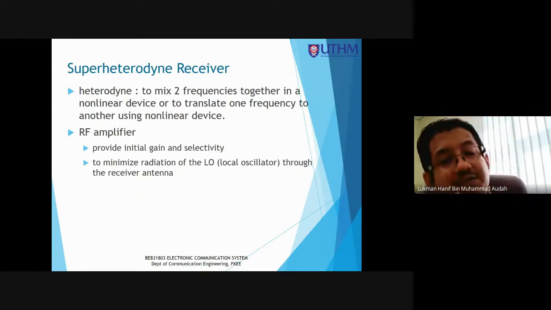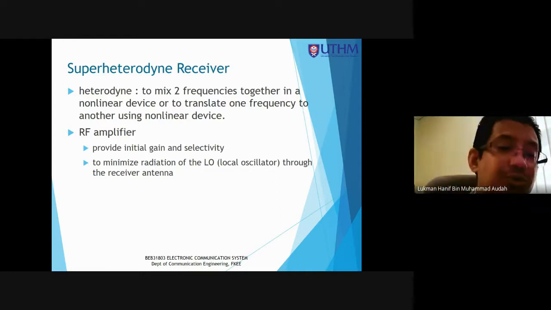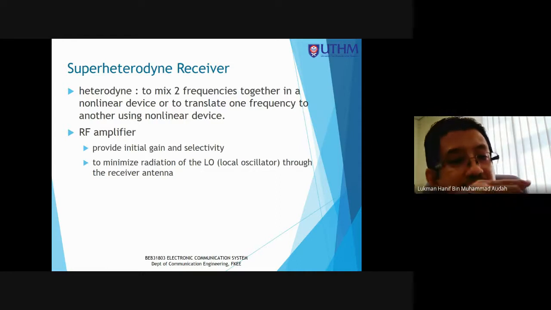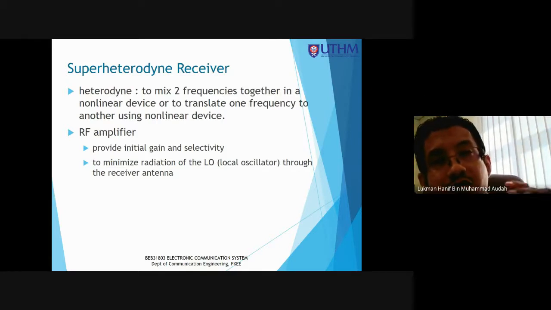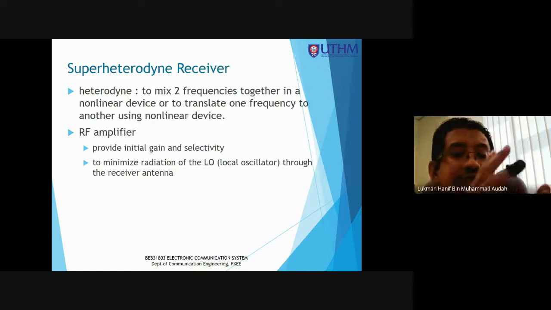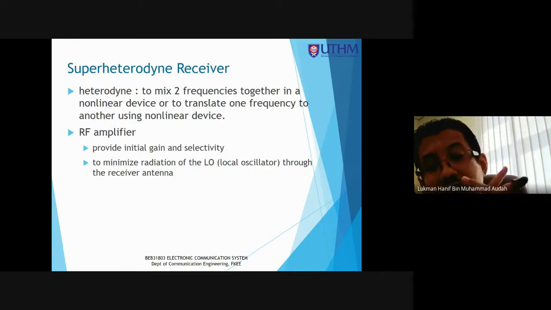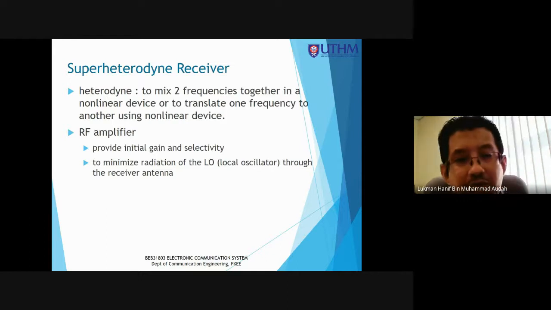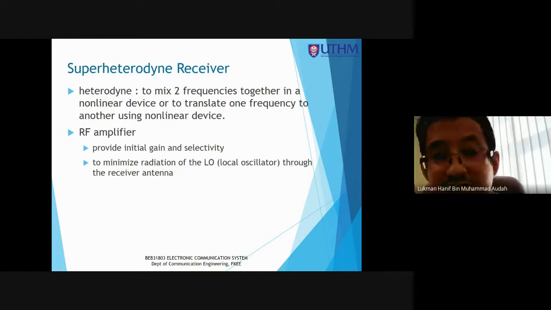So the second type of receiver is what we call a super heterodyne receiver. The word super heterodyne comes from the word heterodyne, heterodyning. Heterodyne means mixing of two or more inputs. Heterodyne bermaksud mixing. Itu dari perkataan heterodyning ini adalah daripada perkataan mixing. So you mix at least two or more input signals together. Okay. So how does the super heterodyne receiver look like?